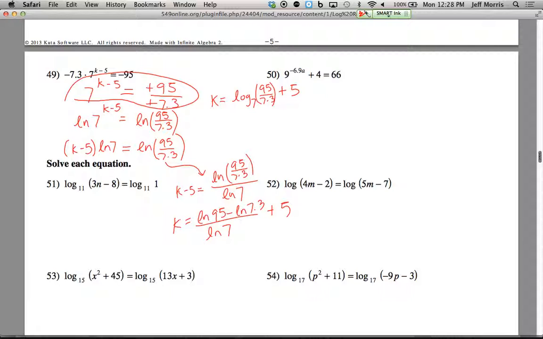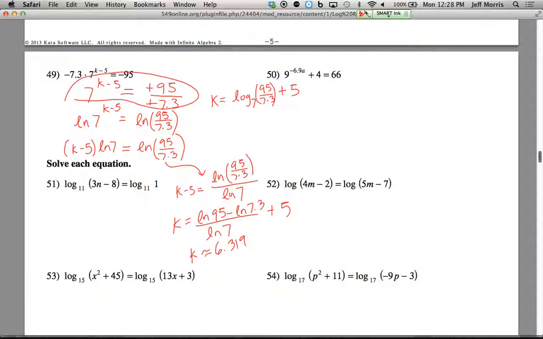And what do you get for an answer here? Because I do need to make sure everybody can get this. Give me an approximation. What do you get? 6.319. I think that's right. 6.319 should be what you get. And if you can't get that, you need to figure out why you can't get that with your calculator.